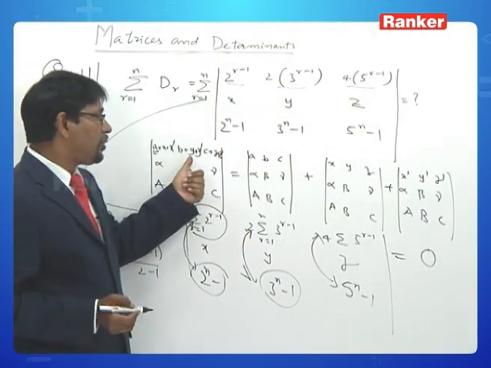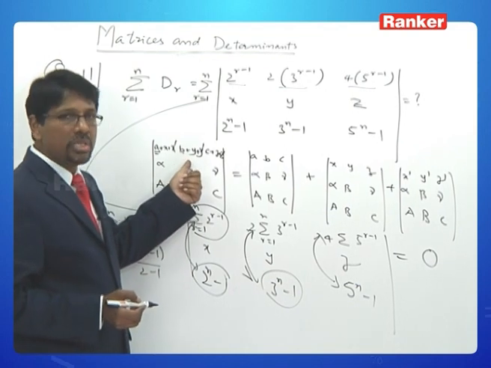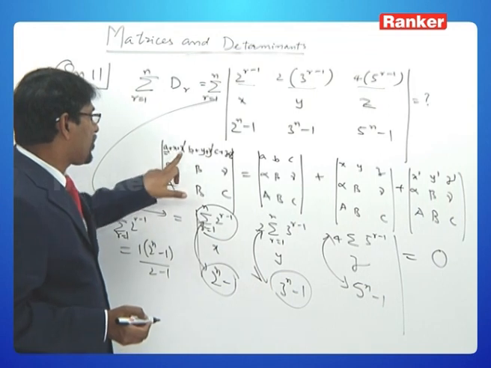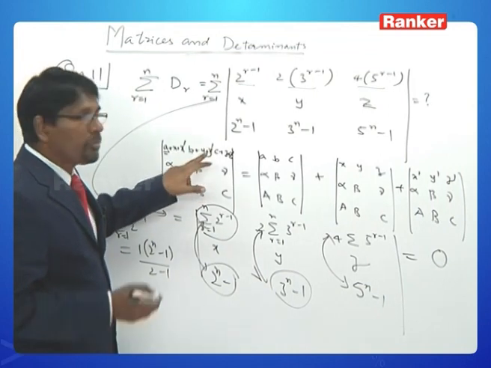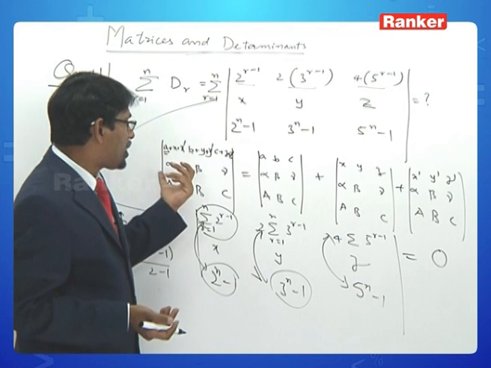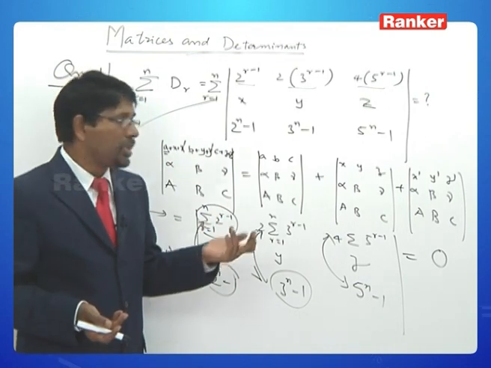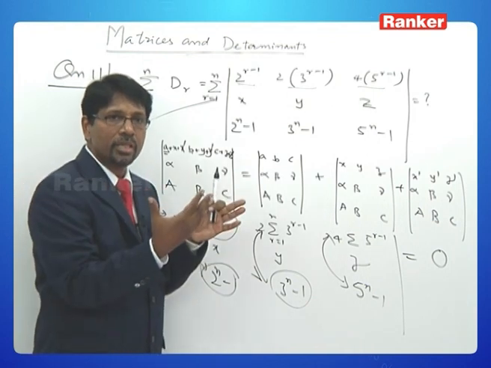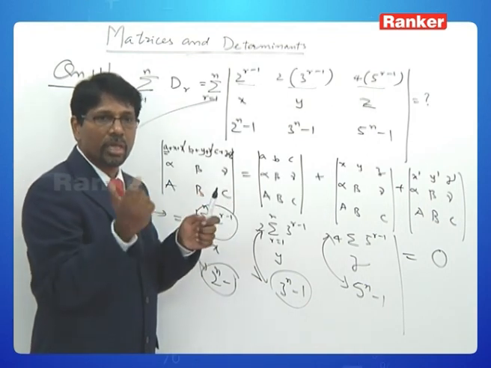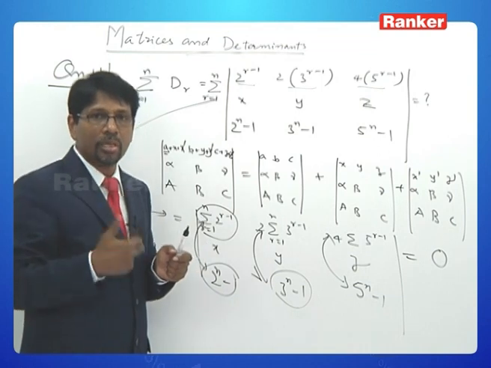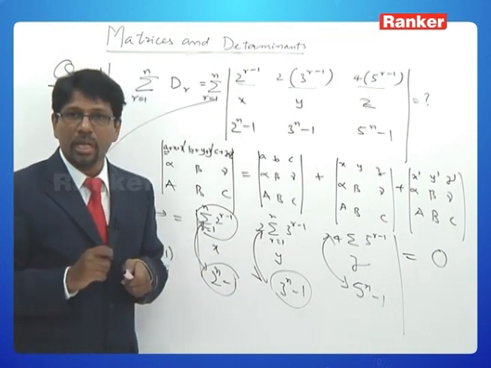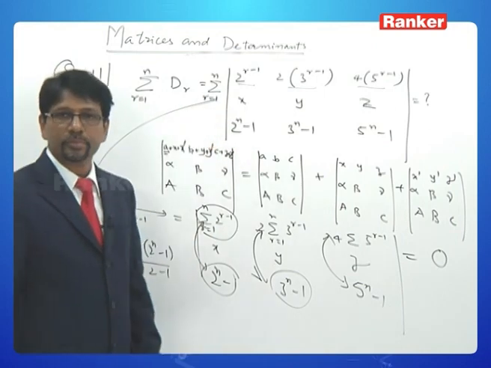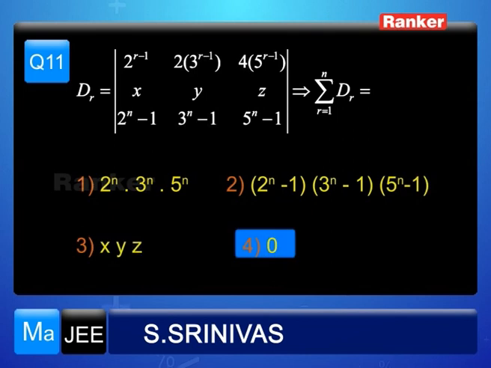So the key result that we are using here is that when you have in a row some n number of entries, we can split, keeping the other two rows as they are, the determinant into n determinants, or we can group these n determinants into one single determinant by adding in a particular row, keeping all the entries in the other two rows the same. That's what we have done here, and this was the step there. So the answer is 4.